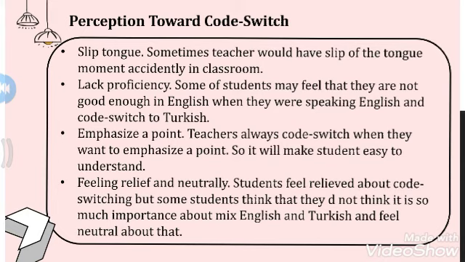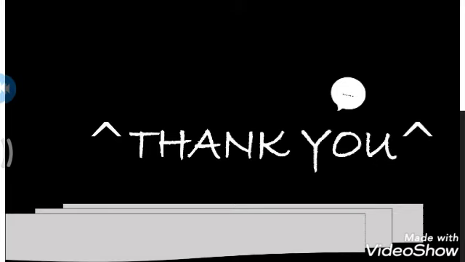Third, emphasize a point. Teachers always code switch when they want to emphasize a point, so it will make it easy for students to understand the lesson. And then the last is feeling relief and neutrality. Students feel relief about code switching, but some students also do not think it is of much importance to mix English and Turkish, and they feel neutral about that, so they don't think too much about the disadvantages or advantages.